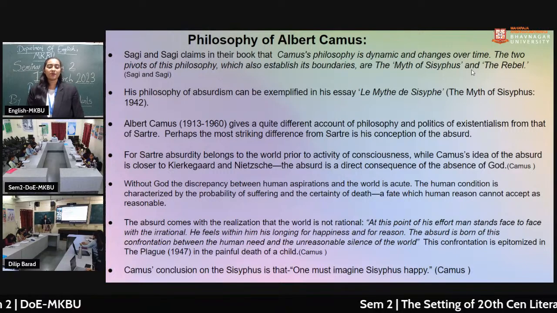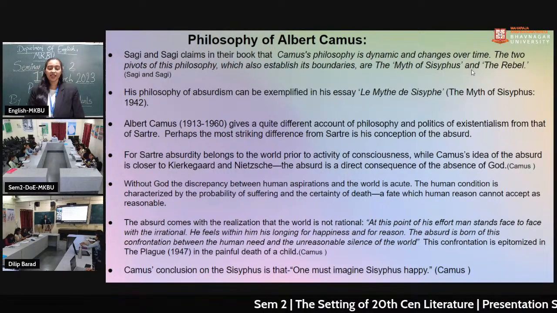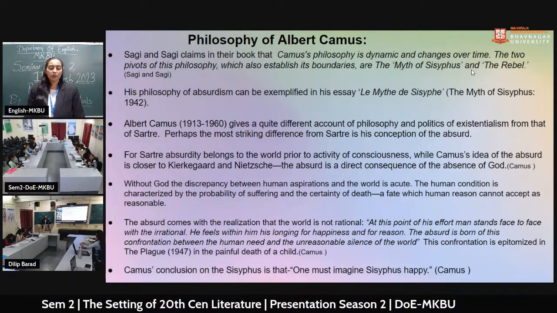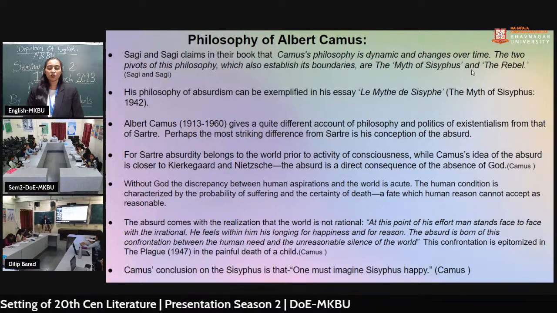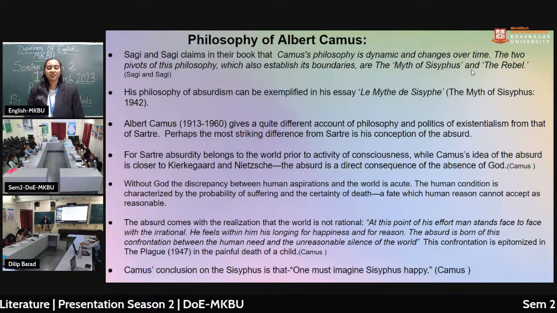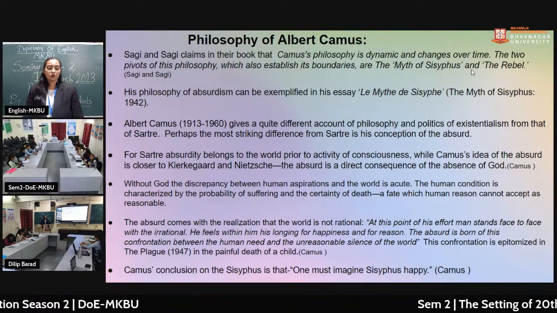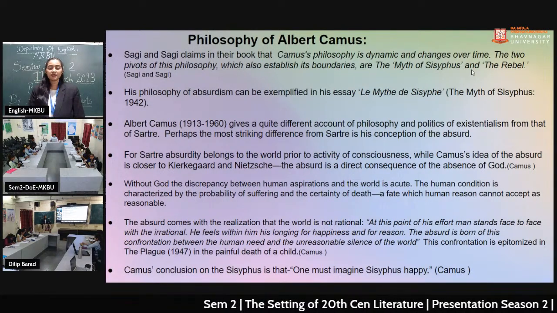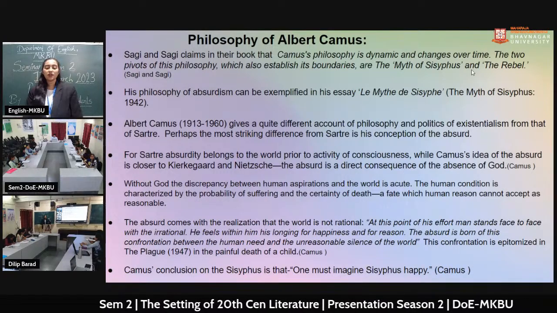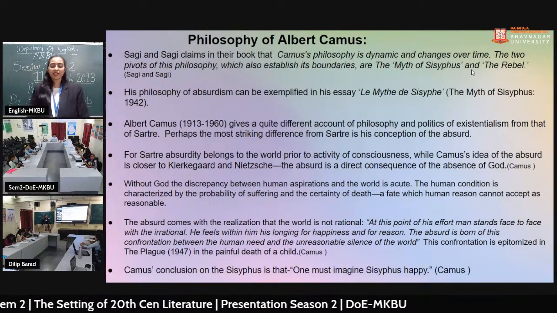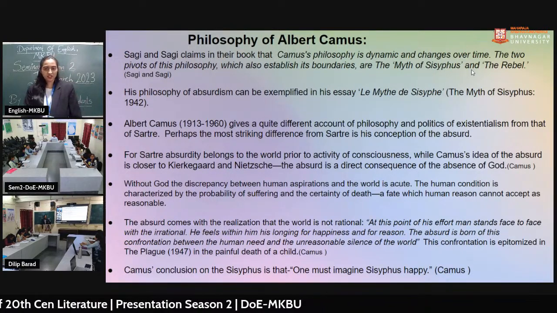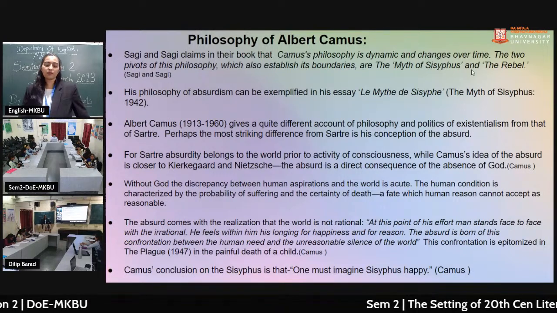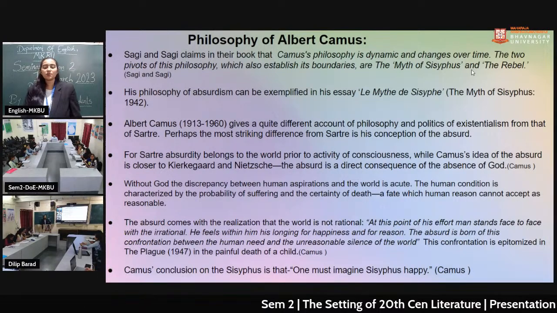His philosophy of absurdism can be exemplified in his essay Le Mythe de Sisyphe. Albert Camus gives a quite different account of the philosophy and politics of existentialism from that of Sartre. Perhaps the most striking difference from Sartre is his conception of the absurd. Many think that he is an existentialist, but no, he was not. He was an existentialist, but in a different way.